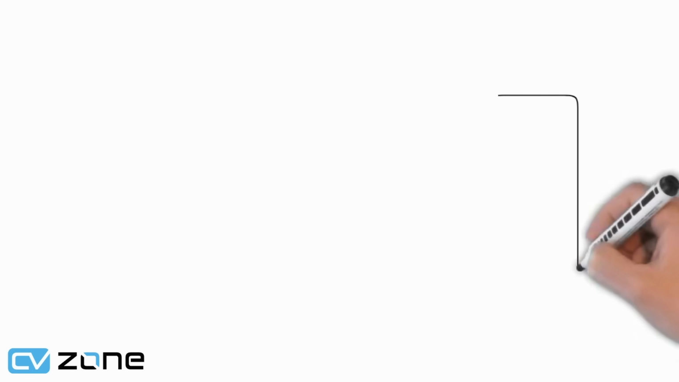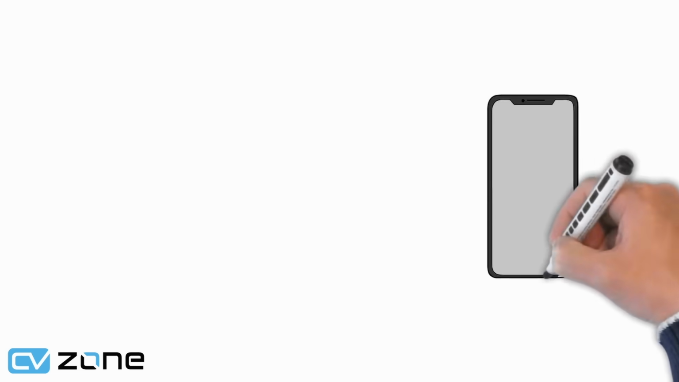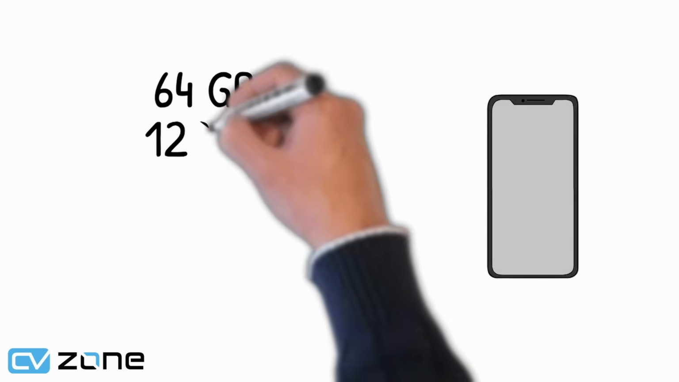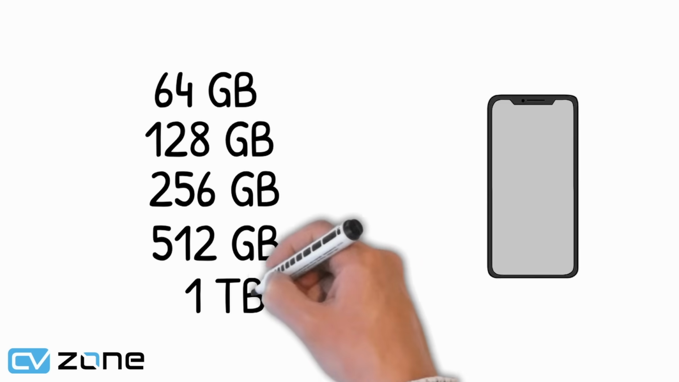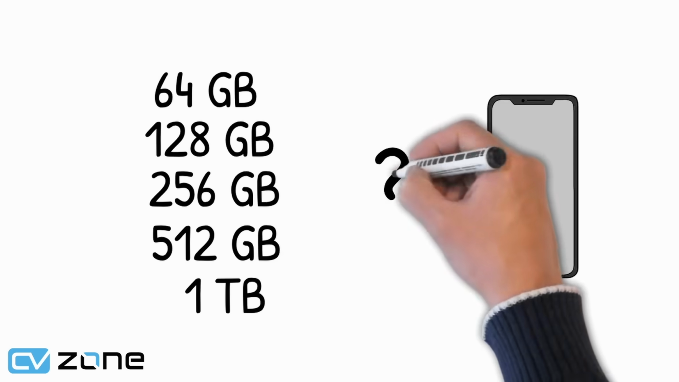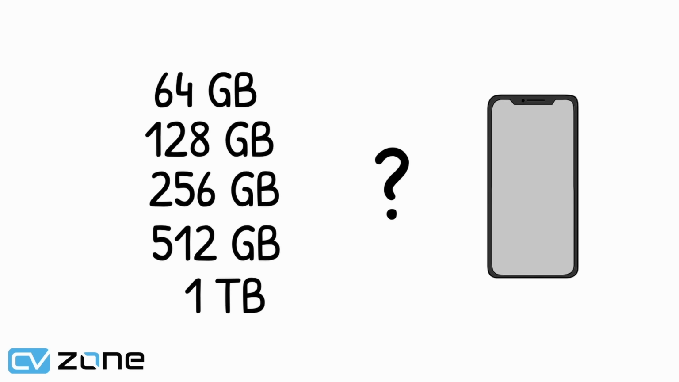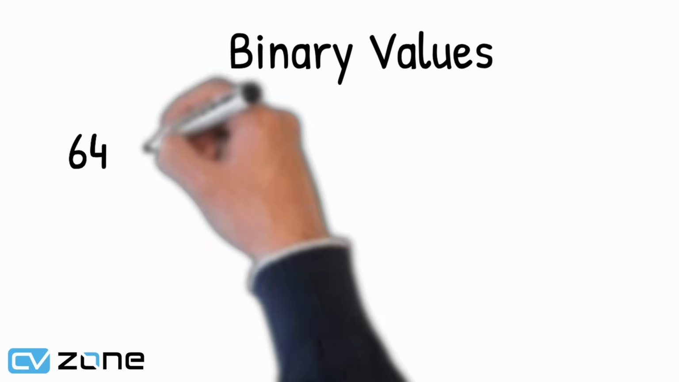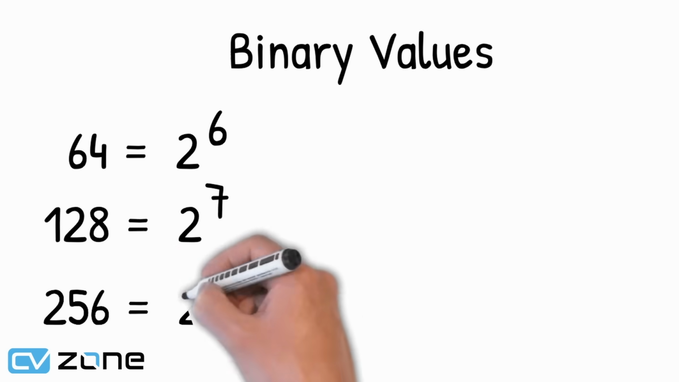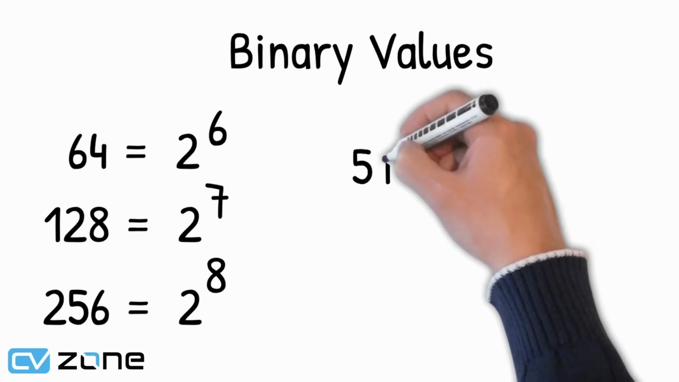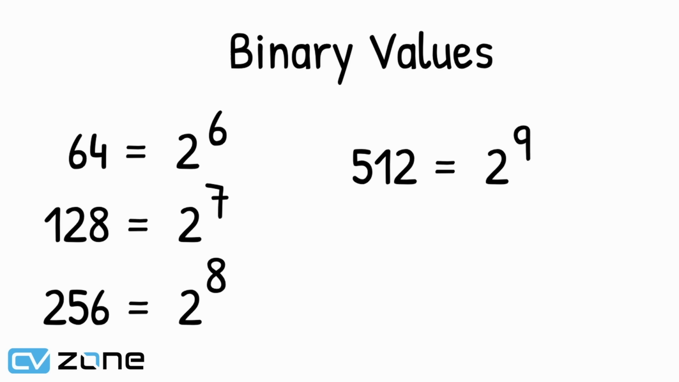For example, when you buy a smartphone, you have the option of buying a 64 GB, 128, 256, 512, or even 1 terabyte hard disk phone. So where do all these random values come from? These values are binary values, where 64 is basically 2 to the power of 6, 128 is 2 to the power of 7, 256 is 2 to the power of 8, 512 is 2 to the power of 9, and 1024 is 2 to the power of 10.